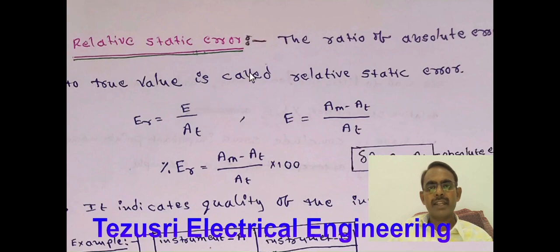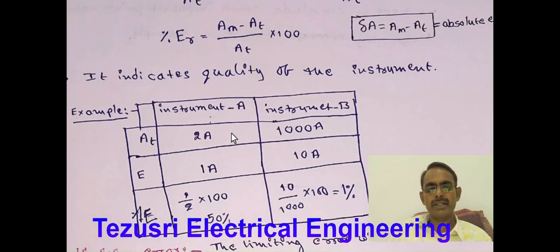Next, relative static error. The ratio of absolute error to true value is called relative static error. Relative static error is nothing but error by true value. That is, (measured quantity minus true value) by true value. Percentage of relative static error equals (measured quantity minus true value) by true value into 100. Here absolute error is nothing but measured quantity minus true value. This relative static error indicates the quality of instruments.